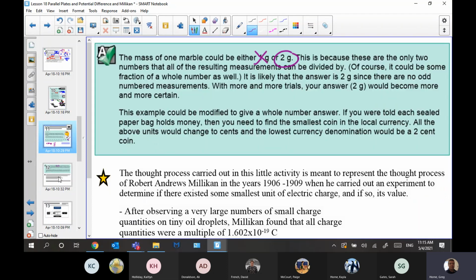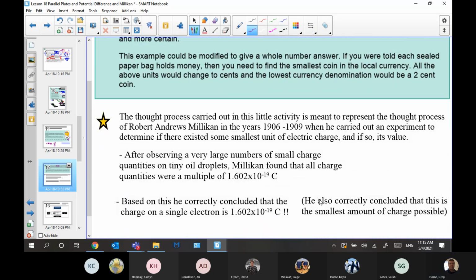That's what they had to do with Millikan's oil drop experiment: they're faced with the challenge of figuring out what that smallest number is. Millikan ended up measuring and figuring out that the charge was 1.602 times 10 to the negative 19 coulombs, which is pretty cool. He concluded not only that that's the charge of an electron, but also that it's the smallest charge possible, which was a bigger thinking question, right?